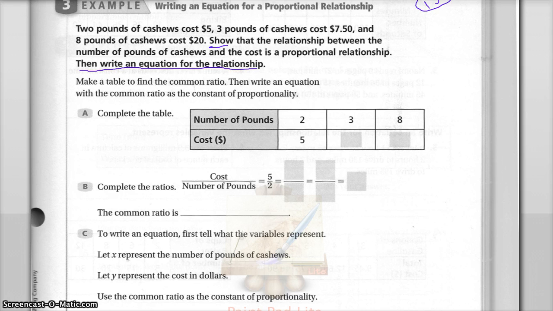The first thing you're going to do is look at the table that they've provided here. The number of pounds is on the top and the cost is on the bottom, and we just need to fill it in. It says that 2 pounds of cashews cost $5, and for 3 pounds of cashews, it was $7.50. You don't have to put the zero on if you don't want to. And then 8 pounds of cashews cost $20.